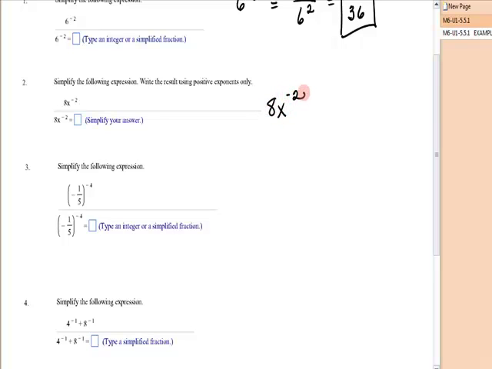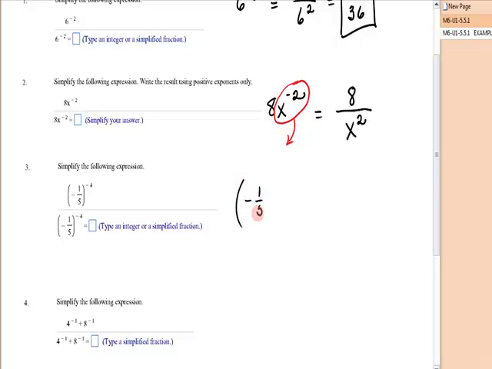8x to the negative 2. Now you want to be kind of careful. This negative 2 is only affecting the x. If it were to affect that entire product, the product would have to be in parentheses. So this is the only factor that it's saying to move. That means that the 8 is left on the top. X to the now positive 2 is on the bottom. So negative exponent says move that base across the fraction line. It becomes positive. All right, next one.